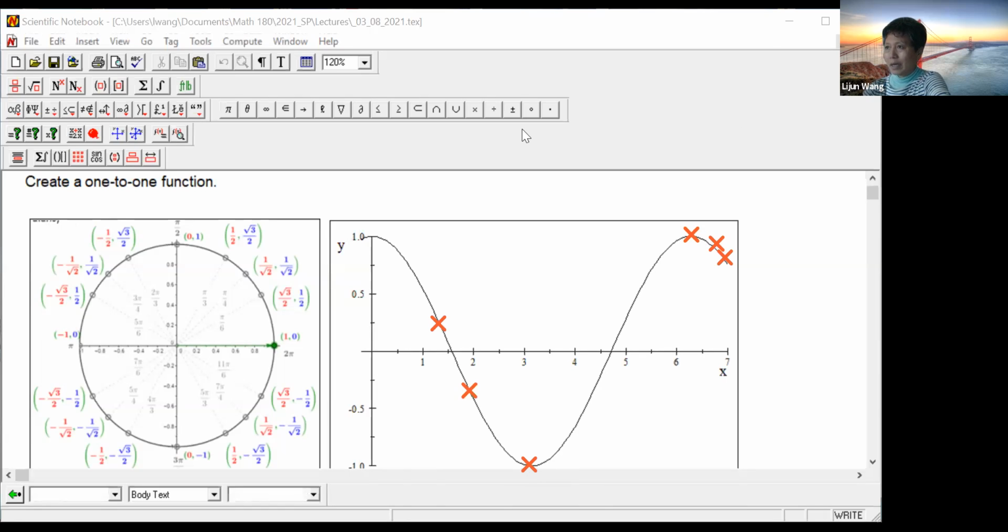Hey, you guys, I think we need to do a little better review on this one. This point is pi, negative 1. Okay, cosine pi is negative 1, right? And what is this other point? It's 2 pi, 1, right? So this piece will be one-to-one. Yes, so we have many pieces to choose from.